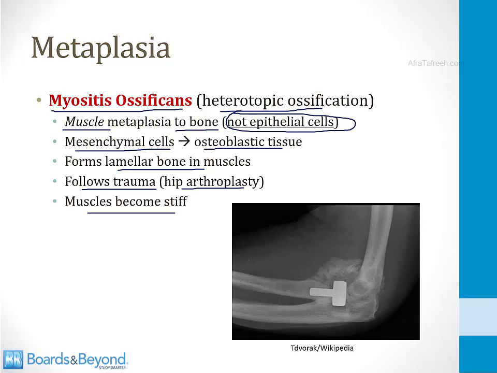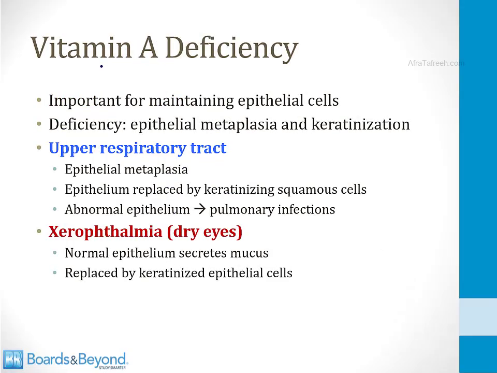And shown on the screen is an x-ray from a person who has had surgery. You can see the screw, and the muscle tissue here has white puffy clouds in it. That is an example of myositis ossificans. Another clinical example of metaplasia is vitamin A deficiency.